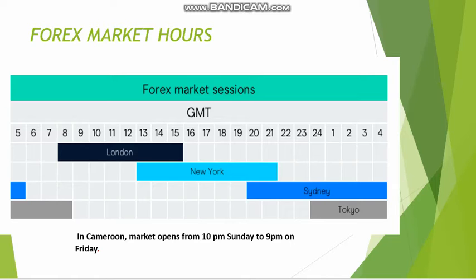So in Cameroon, the market opens from 10 p.m. on Sunday to 9 p.m. on Friday. This is the period in which you can trade forex. It's advisable not to trade forex on Sundays, because on Sundays the market is still very slow. When the market is starting, the buyers are just trying to come, so the market is still slow. It's advisable to trade Monday to Friday.